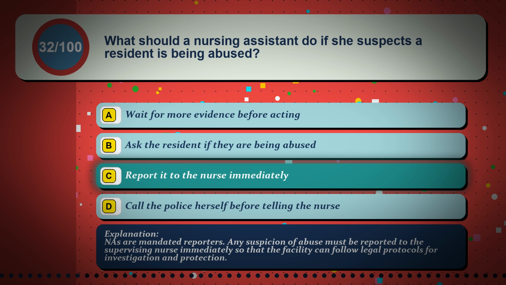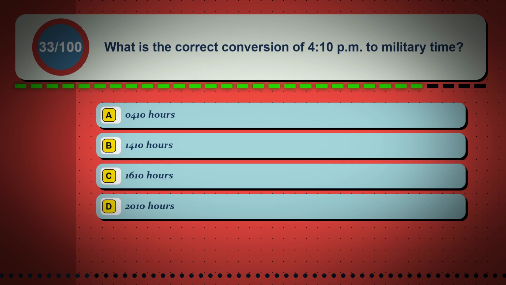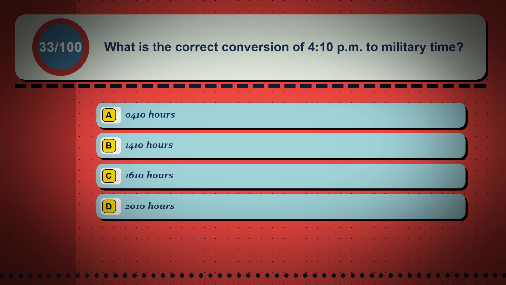NAs are mandated reporters. Any suspicion of abuse must be reported to the supervising nurse immediately so that the facility can follow legal protocols for investigation and protection. Question 33. What is the correct conversion of 4:10 p.m. to military time? Option A, 0410 hours. Option B, 1410 hours. Option C, 1610 hours. Option D, 2010 hours.